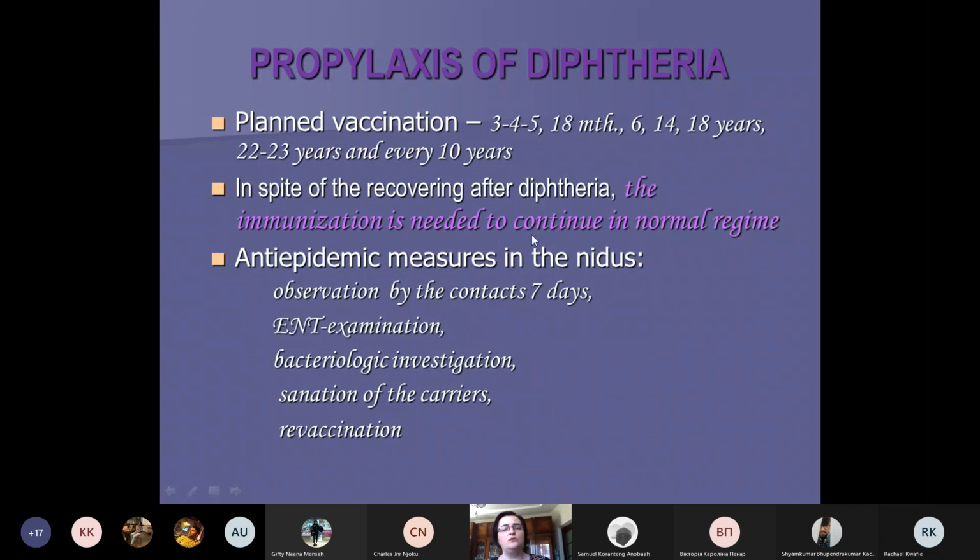In spite of recovery after diphtheria, immunization needs to continue in the normal regime. Anti-epidemic measures in the place of outbreak: observation of contacts for 7 days, ENT examination, bacteriological investigation, sanation of the carriers, and revaccination if needed.